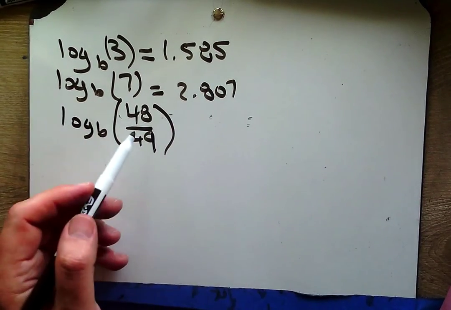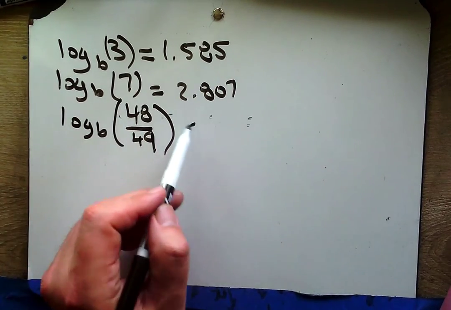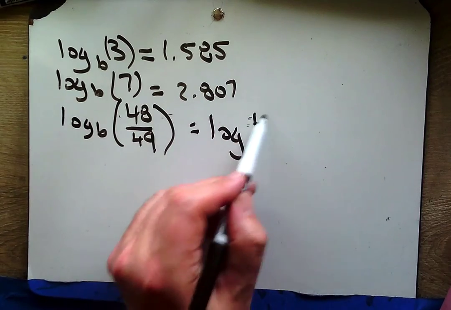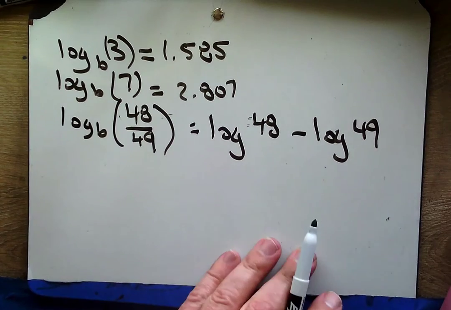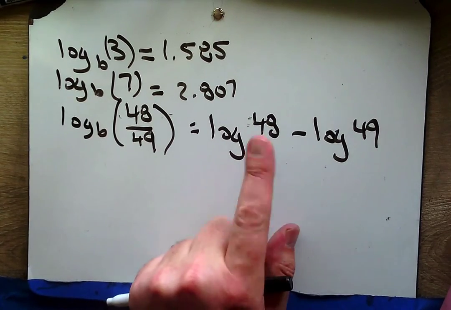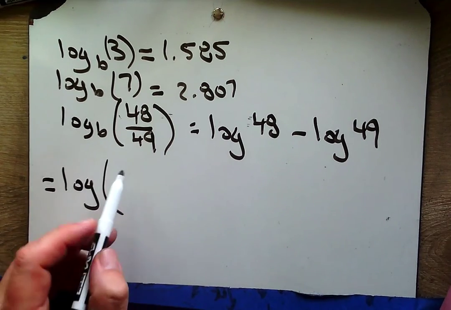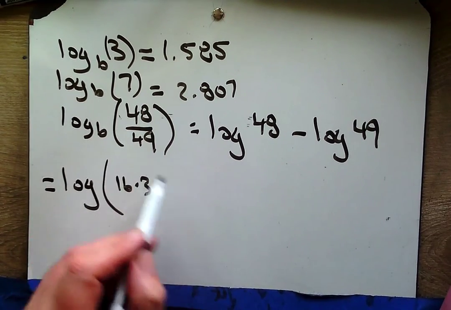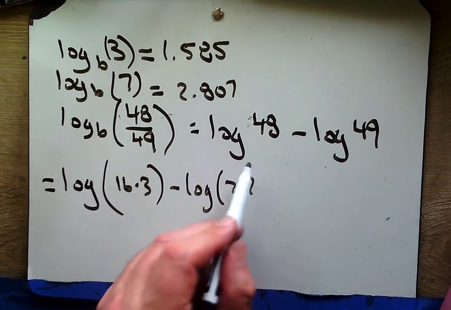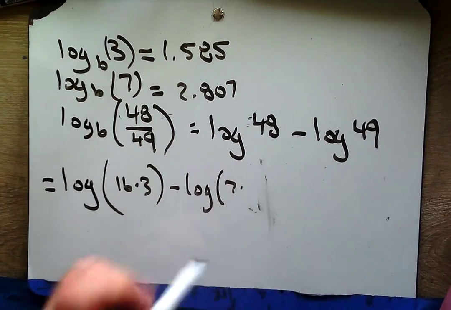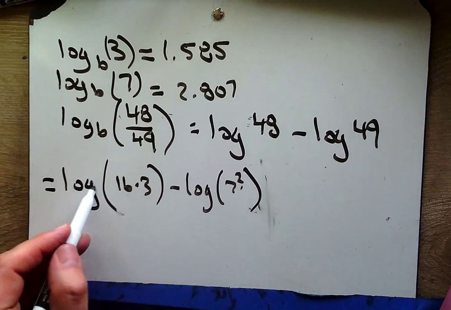Yeah, I haven't a clue, except I do know that I can rewrite this as log of 48 minus log of 49. And how does that help? Well, that can be broken up further. That's log of 16 times 3 minus log of 7 times 7. Ooh, I guess you could see that as 7 squared, huh?